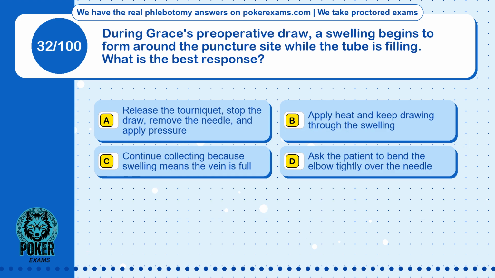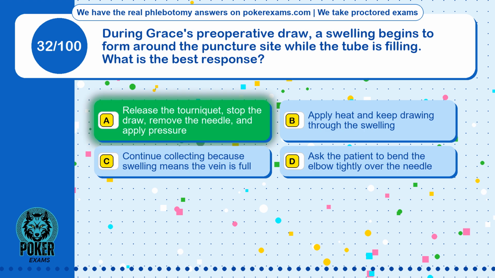Question 32. During Grace's preoperative draw, a swelling begins to form around the puncture site while the tube is filling. What is the best response? Option A. Release the tourniquet, stop the draw, remove the needle, and apply pressure. Option B. Apply heat and keep drawing through the swelling. Option C. Continue collecting because swelling means the vein is full. Option D. Ask the patient to bend the elbow tightly over the needle.